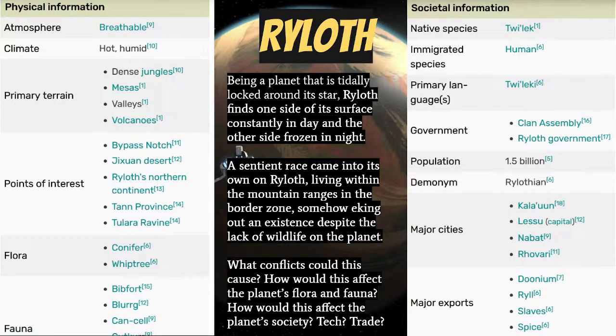We have a couple major cities, and these exports here might give you some suggestions of what culture there is like. But let's start to ask this question. The major theme of this planet is that everyone, 1.5 billion people in Twi'lek, live in this strip of light between the hot and the cold sides. Well, let's ask, what does that mean? What kind of conflicts might that cause? How is this going to affect the planet in terms of society, technology, and trade?